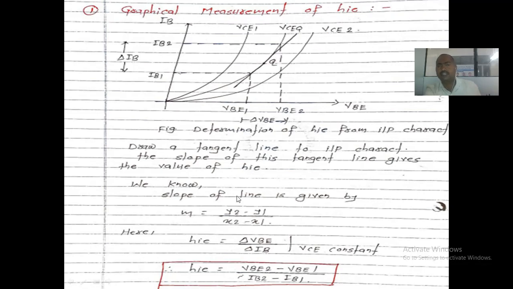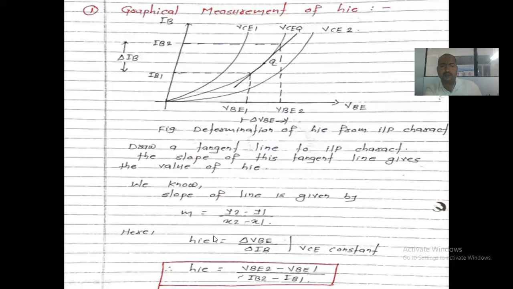So what it indicates is that when we calculate the graphical value of HI, the VC value must be constant, and we vary the VB value and take out the points for the value of your base current on this graph, right? This is the calculation.